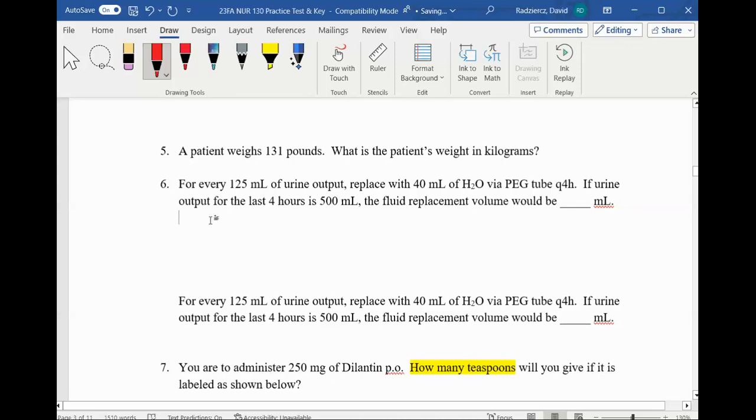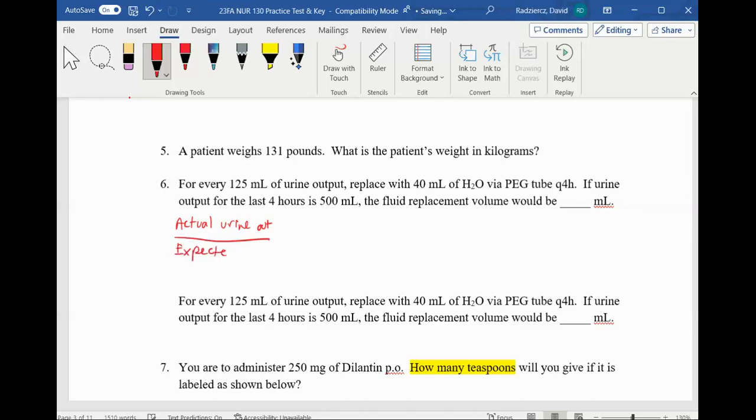So how I'm arranging this question, because this is typically what you're going to see, is I'm going to take whatever the patient actually voided, so actual urine out, and put that over my expected urine out. In this scenario, my actual urine output was 500 milliliters. My expected urine output is 125 milliliters. Then I'm going to multiply it by the replacement volume.